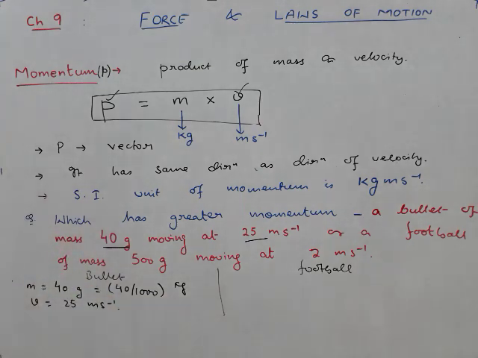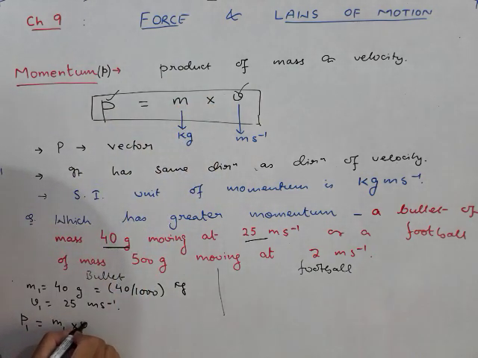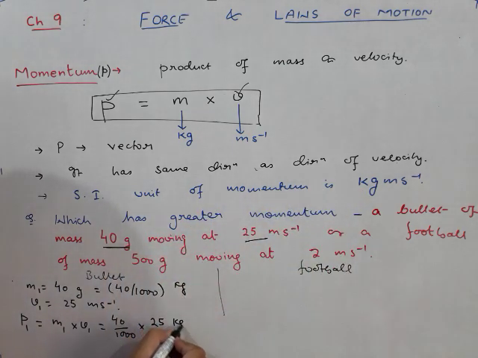Knowing m and v, can we find momentum? Yes. So momentum of bullet, which I'll call as P1, this I'll call m1, this I'll call v1. So product of mass into velocity, so m1 into v1. So this becomes 40 upon 1000 multiplied by 25, and the SI unit will be how much? Kg meters per second. So 10 will cancel, then 25 into 4 is 100, and 100 by 100 will become how much? 1 kg meters per second.